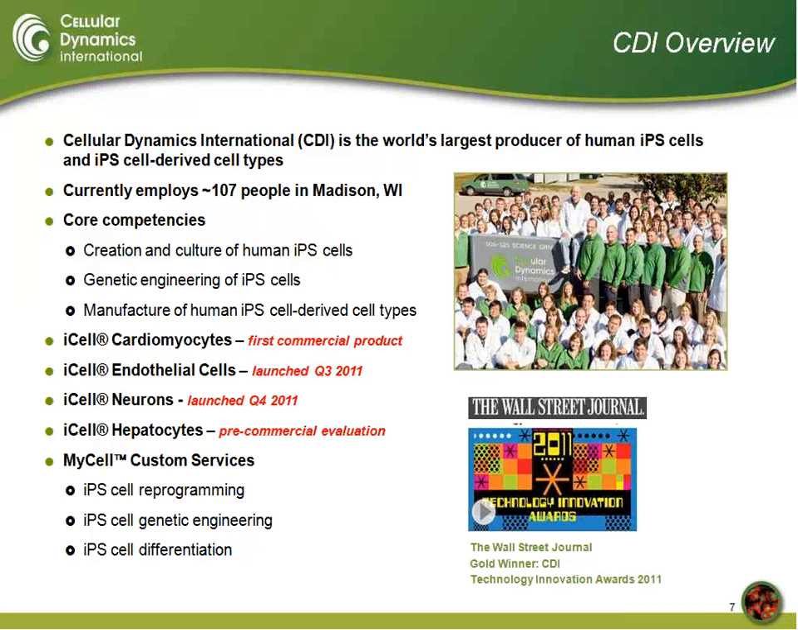And of those products, we currently have available the iCell cardiomyocytes, which was our first product and we'll be talking about today, the iCell endothelial cells, which were launched in Q3 of last year, and the iCell neurons, which were launched in Q4 of 2011. We also have the hepatocytes, which are on a pre-commercial evaluation period, and the MyCell custom services, where we can do custom iPS reprogramming from just a simple blood draw of one of your patients or tests.